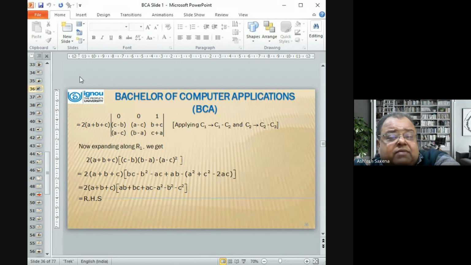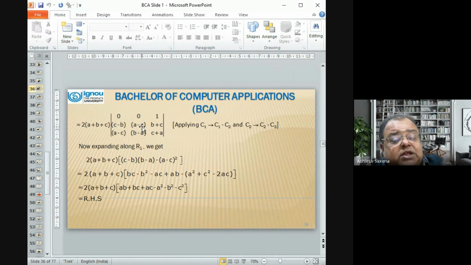You can see that what I have done right now is column 1 tends to column 1 minus column 2. I will be getting 0 in the first element. And secondly, I will be doing C2 minus C3. In that case, I will be getting 0 in column number 2. Now, once this has been achieved, I will be opening with respect to this. Since I am opening with respect to this, the sign will be plus, and this will be removed. I will be left with these four elements.